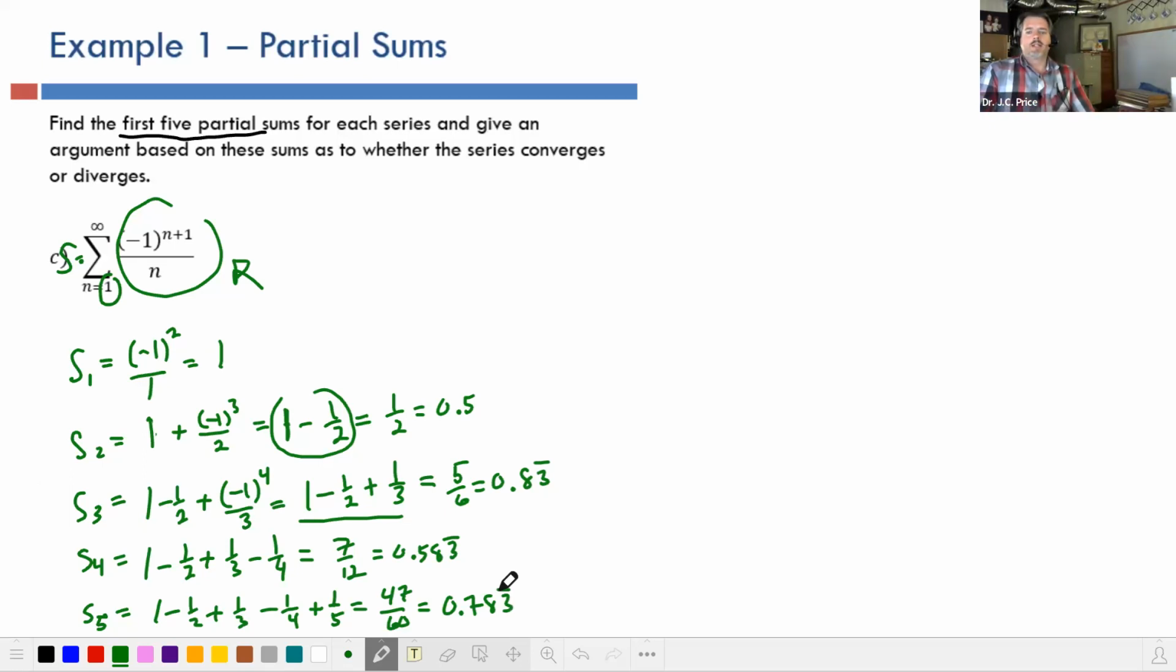All right, so I have the first 5 partial sums. I see what their sums are, so it goes 1, 0.5, so it goes up, it goes down, it goes back up again, it goes back down again, it goes back up again.